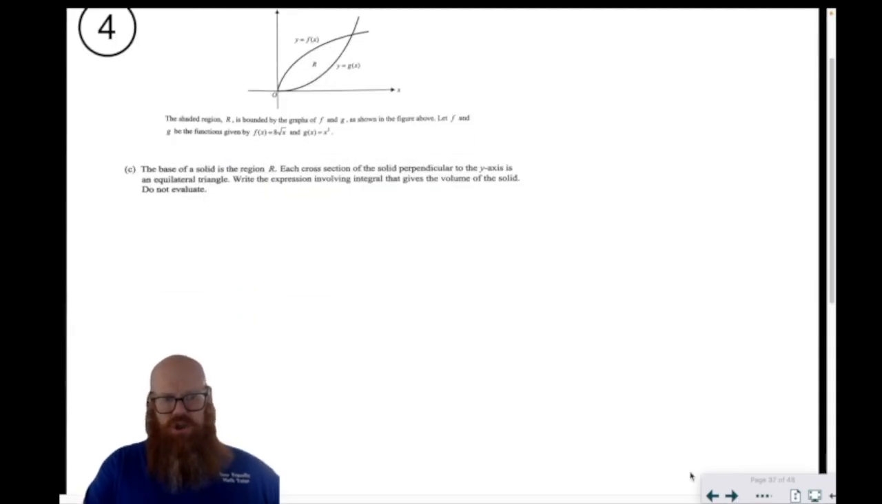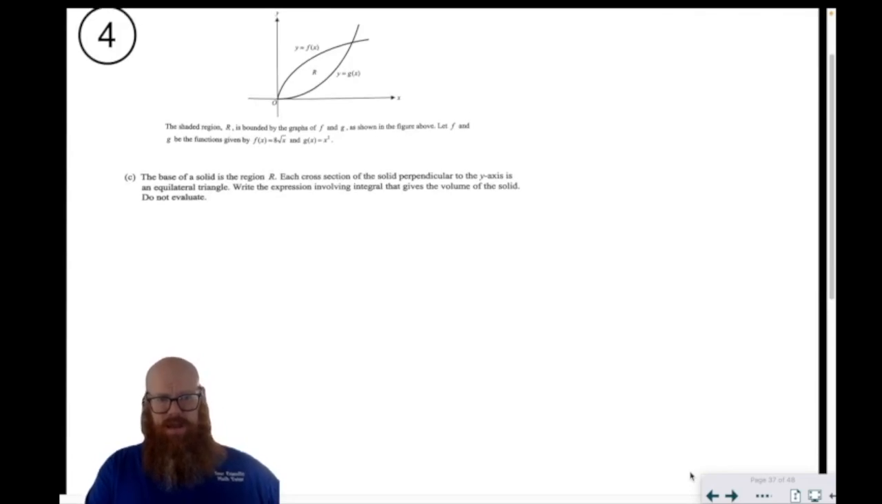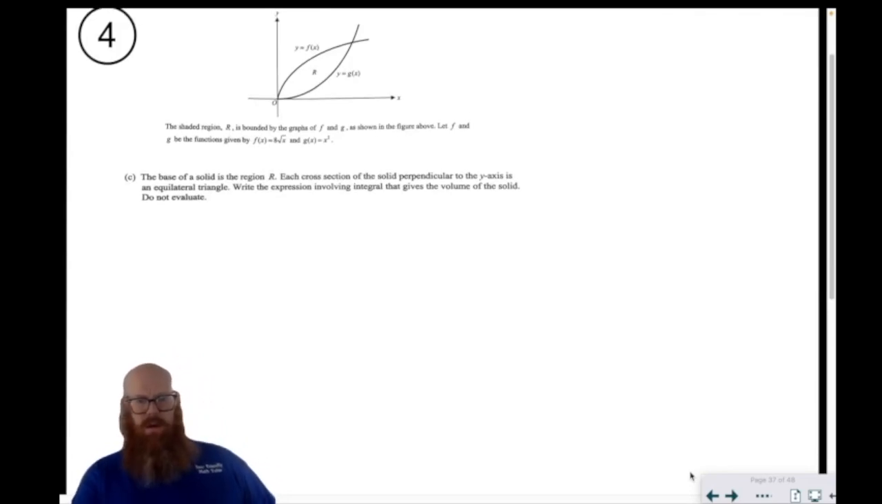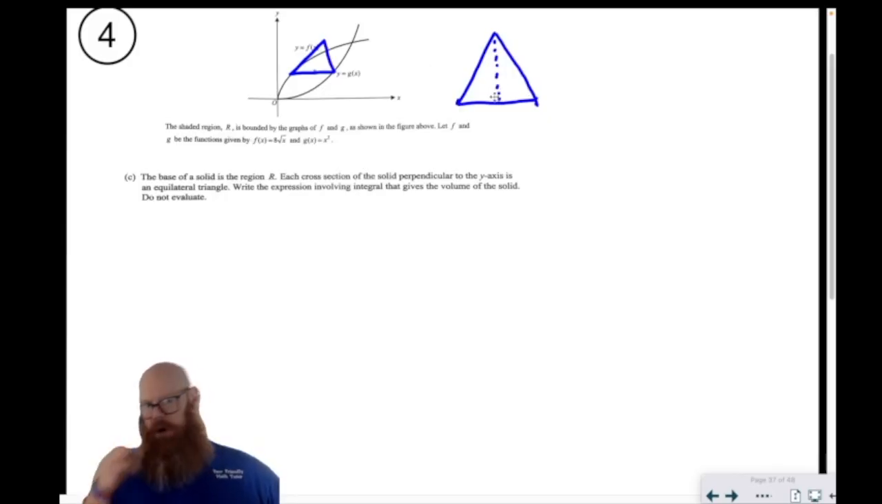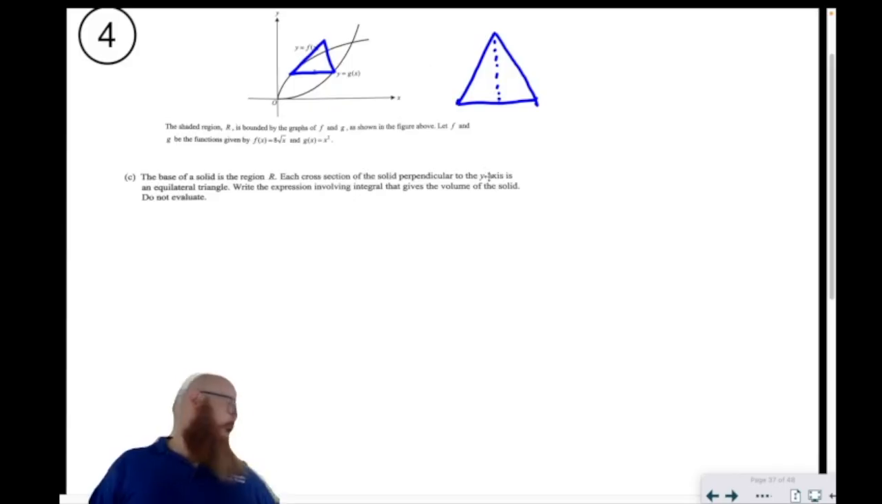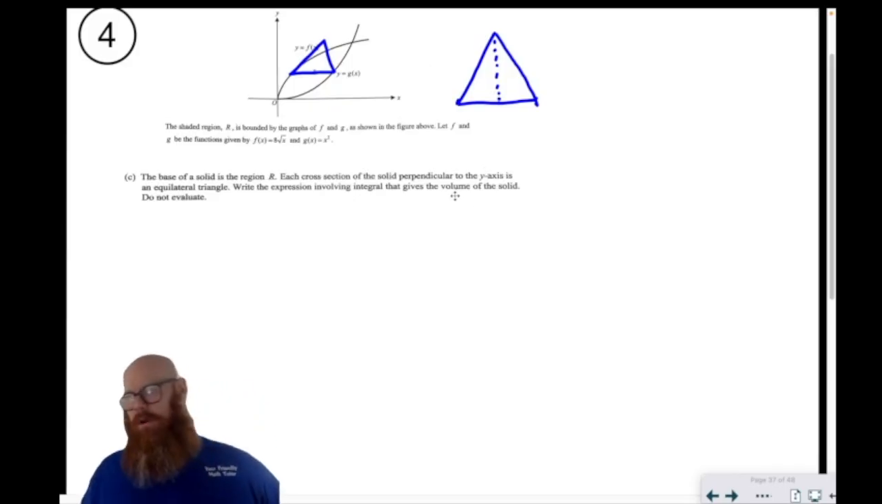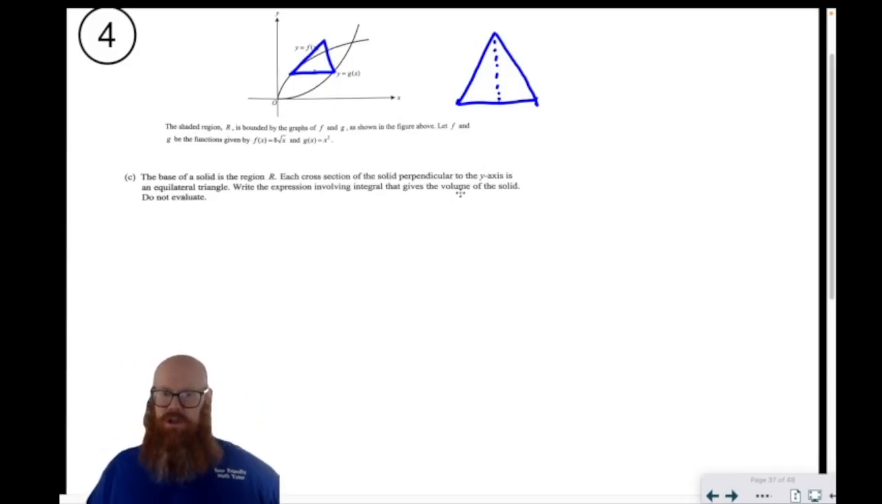All right, on to 4C. So the base of a solid, okay, each solid perpendicular to the y-axis is an equilateral triangle. Let's pretend that's equilateral. So this is super helpful if you know the area of an equilateral triangle. I'm going to prove it here really quickly, but this is a formula worth knowing in case you get a question like this.